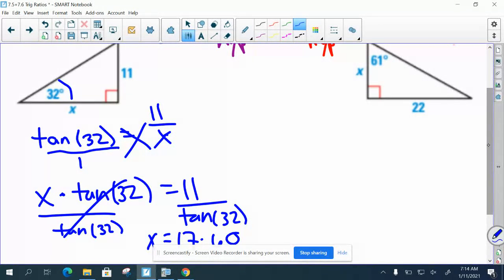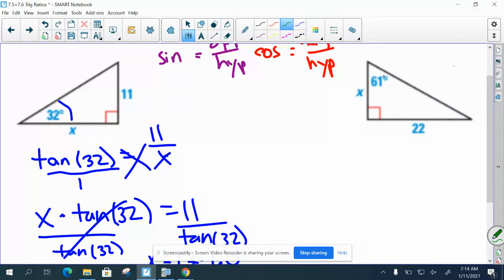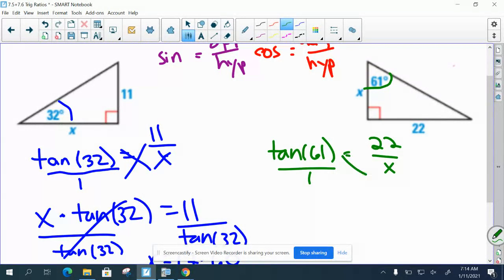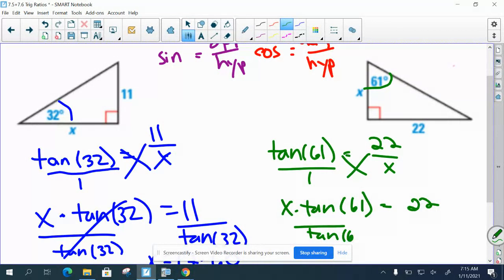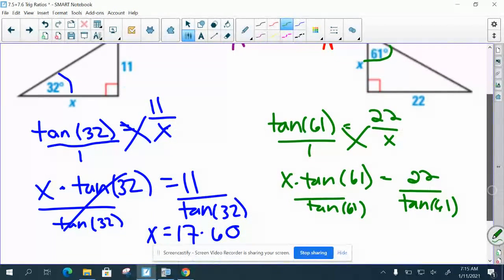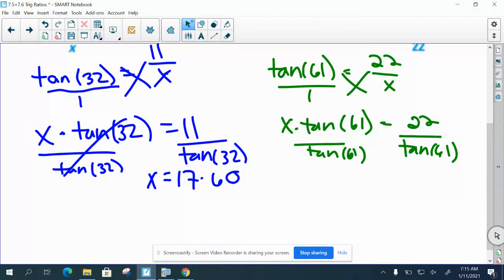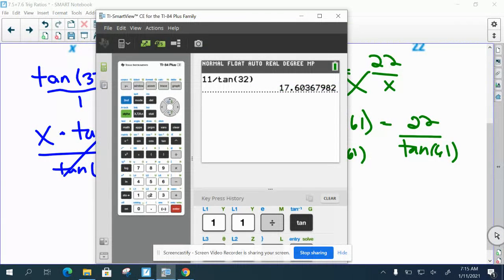All right, so here we've got the same thing. We're looking at the angle 61, and we have the opposite and the adjacent. So we're going to do tangent of 61 equals 22 over x. Okay, put tangent of 61 over 1, cross multiply. x times tangent of 61 equals 22. Divide by the tangent of 61. This is kind of the same setup and problem solving method that the other one used. And then plug that in your calculator. So 22 over the tangent of 61.